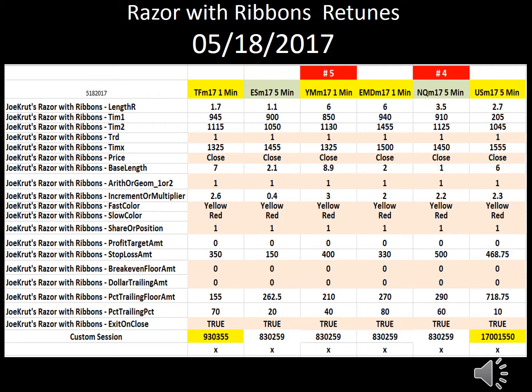Here's the razor with ribbons, and you can see both the time period. For instance, the ESM is on a 5-minute bar, the TFM is on a 1-minute bar. You can also see the custom session, when you should get out, 8:32:59, 9:33:55, like that. And then the inputs. If it's got a little pink behind it, those numbers don't change. It's just the ones that are in white and yellow that change.